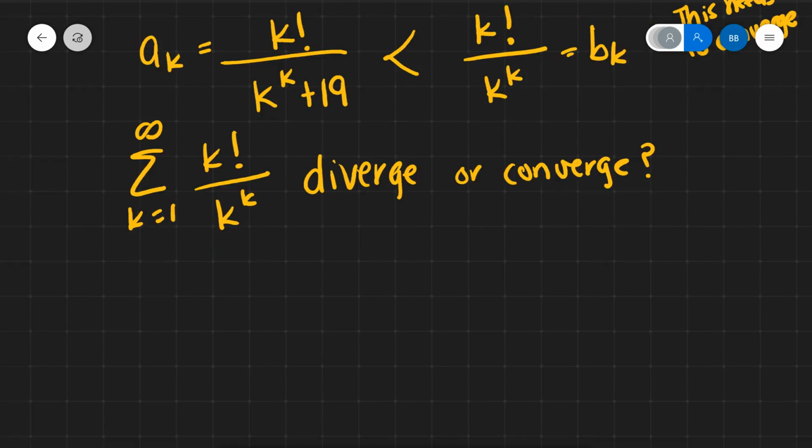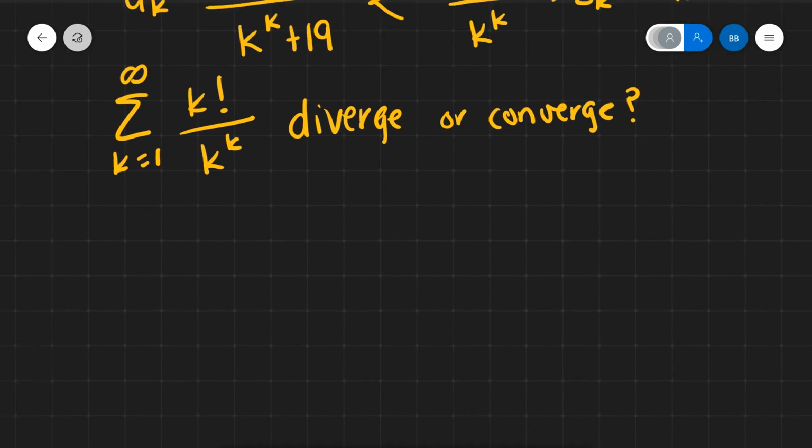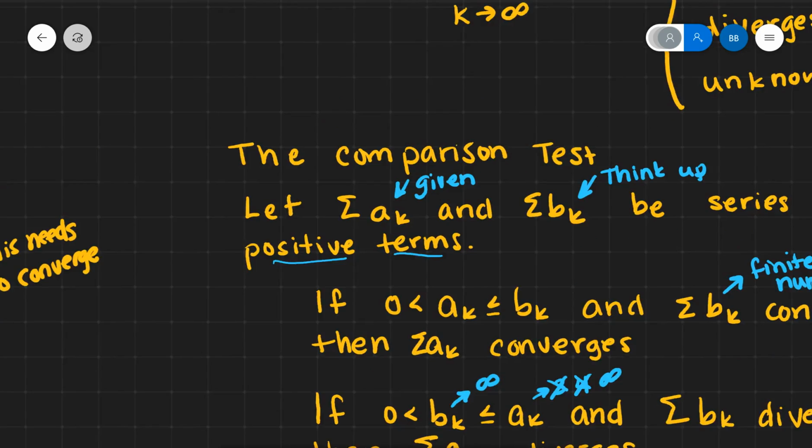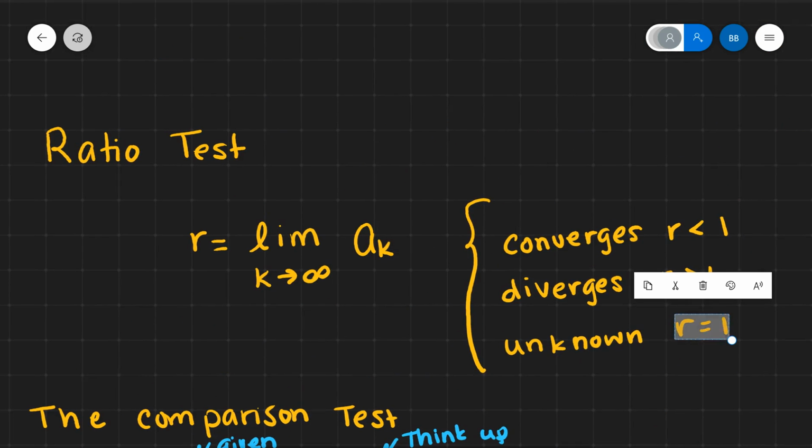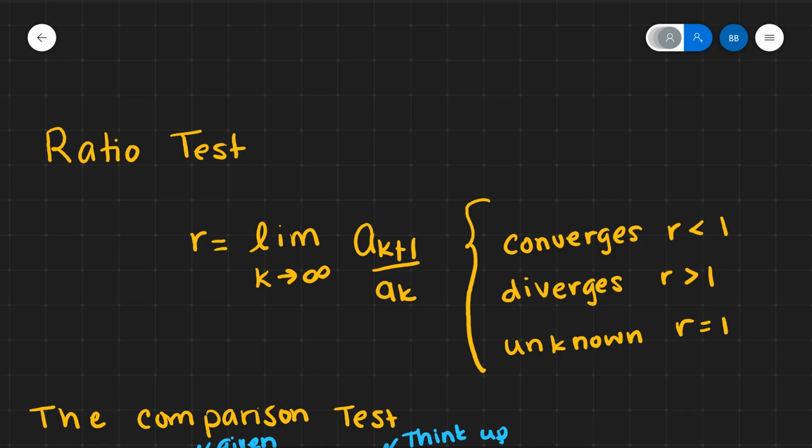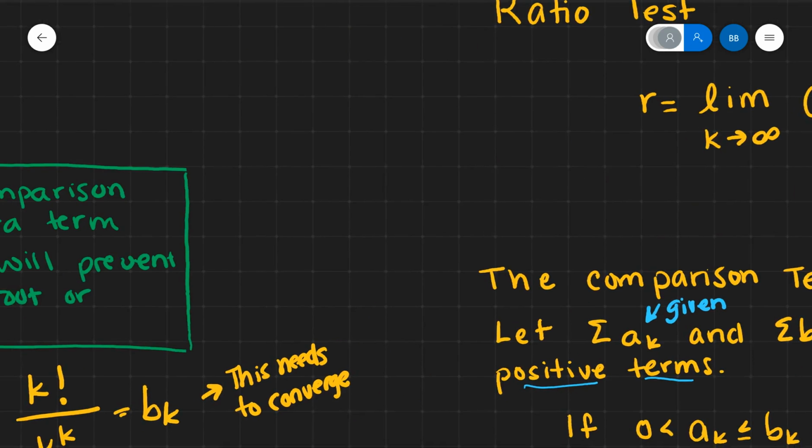So now that we don't have the 19 in the denominator, we can go back to the ratio test. Looking at the ratio test over here, we're going to take the limit as k goes to infinity of a sub k plus 1 over a sub k. If r ends up being less than 1, then the entire series will converge. If r is greater than 1, the series diverges. And if r is equal to 1, then we have an inconclusive result. It's unknown whether or not the series would converge or diverge.